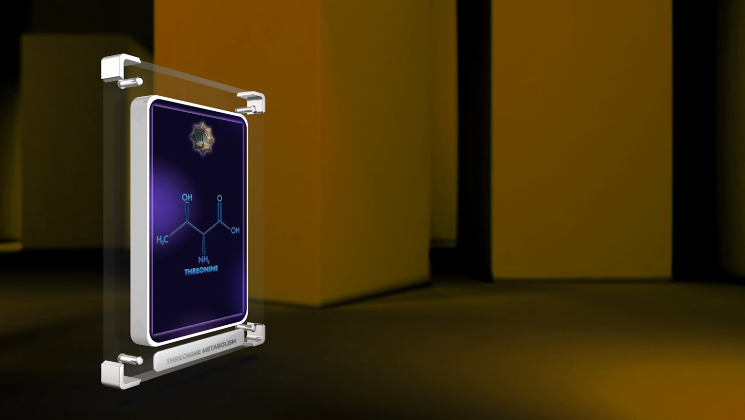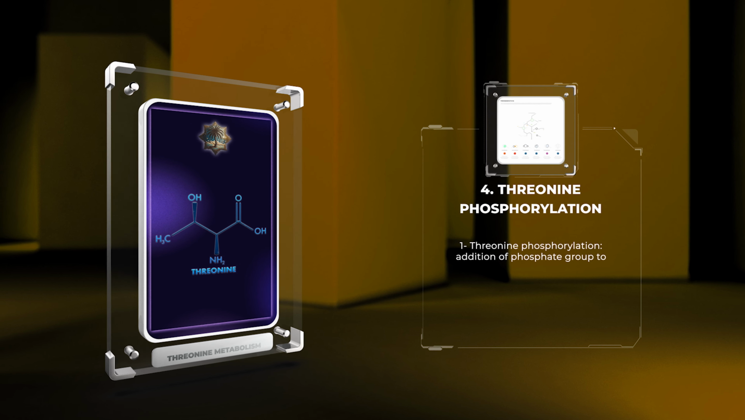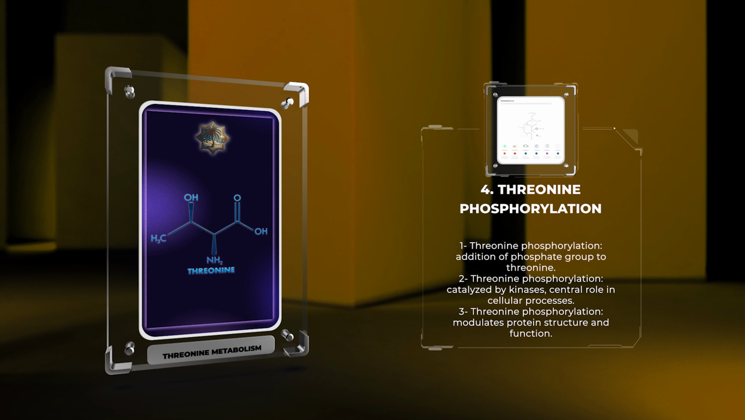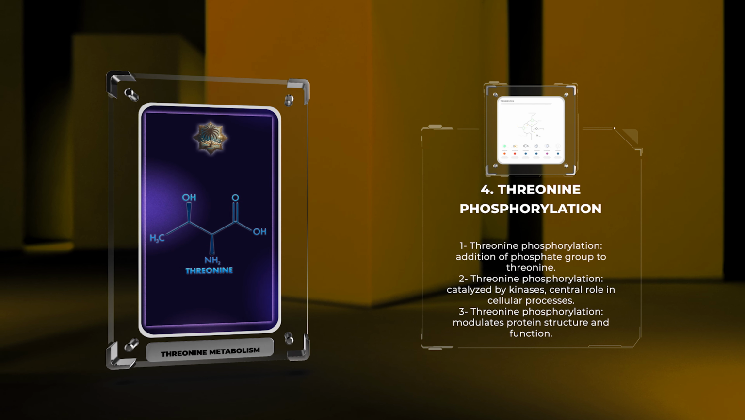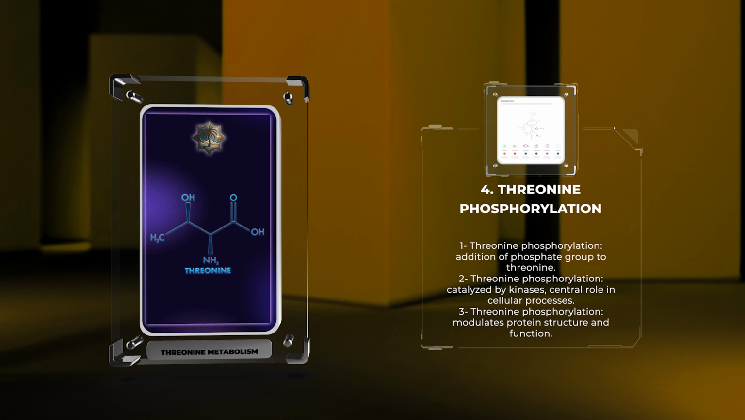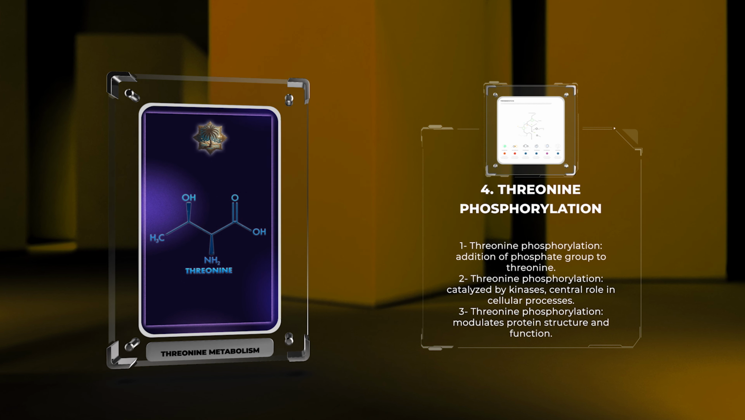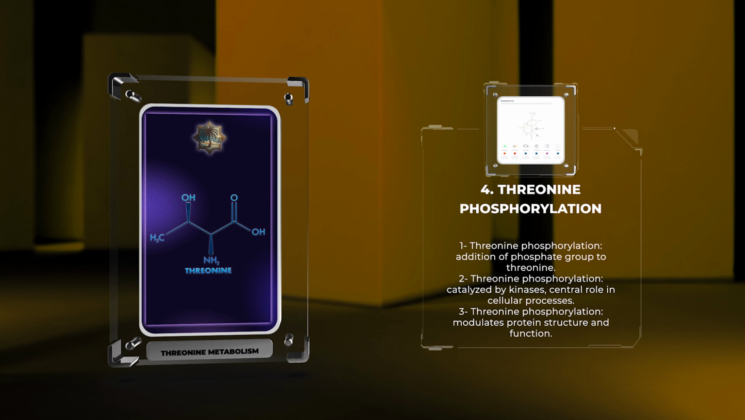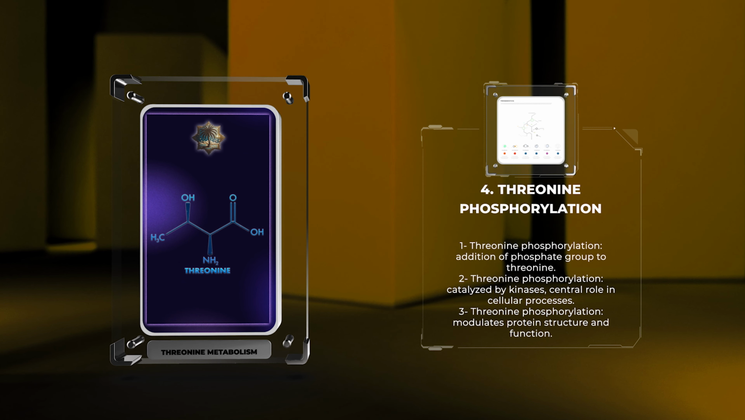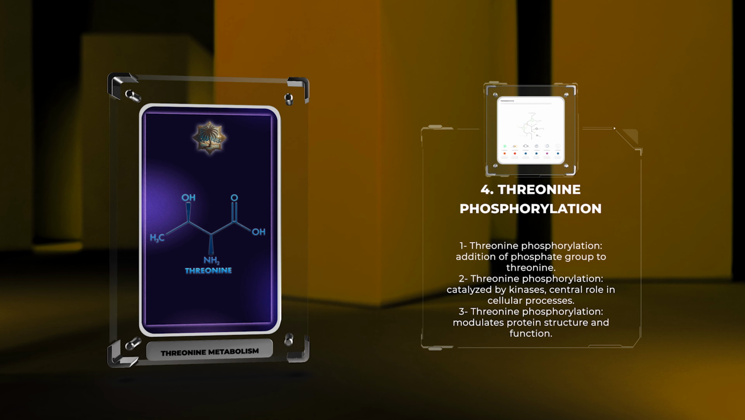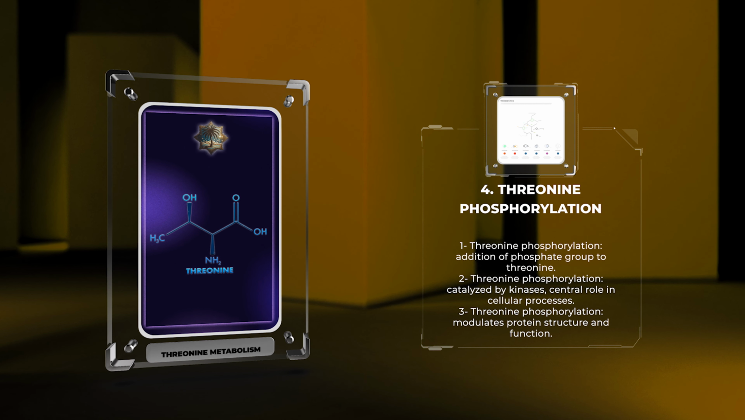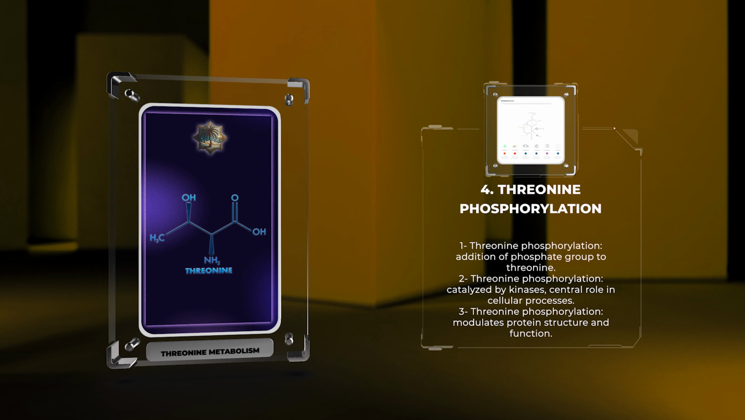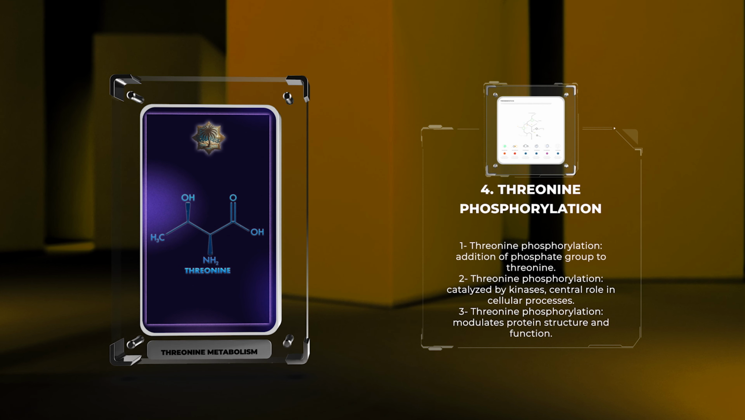Threonine phosphorylation refers to the addition of a phosphate group to the hydroxyl side chain of threonine. This post-translational modification is typically catalyzed by kinases, which play a central role in signal transduction pathways, cell cycle regulation, and various cellular processes. Threonine phosphorylation is an essential regulatory mechanism in the activation or inhibition of proteins involved in cell signaling and metabolism. This modification can modulate protein structure and function, leading to diverse cellular responses.